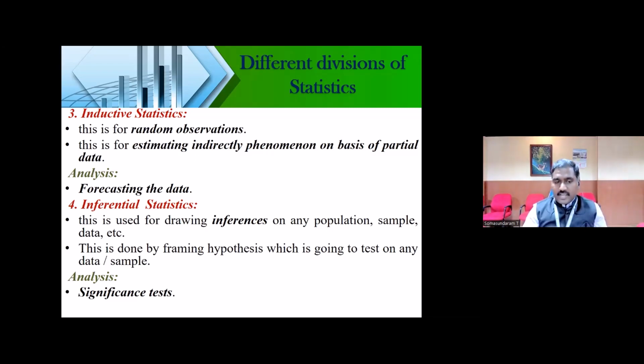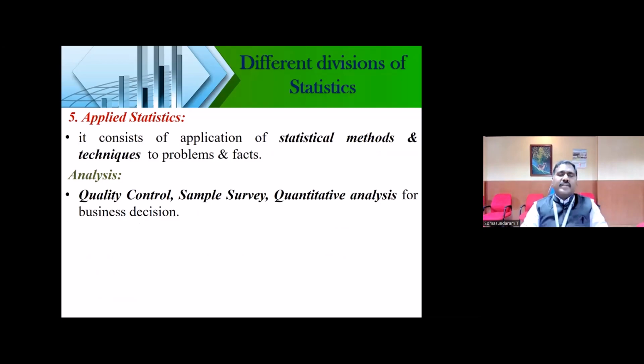Clear? And the last one, the fifth division of statistics, is called applied statistics. This is applicable to the industry. Most probably the production department, or those going for a sample survey, and the companies doing quantitative decisions. Especially in the business decision making process or business analytical process, they will be using applied statistics.